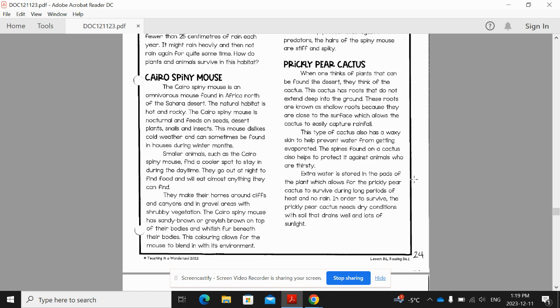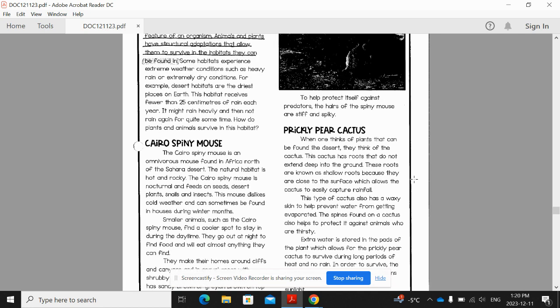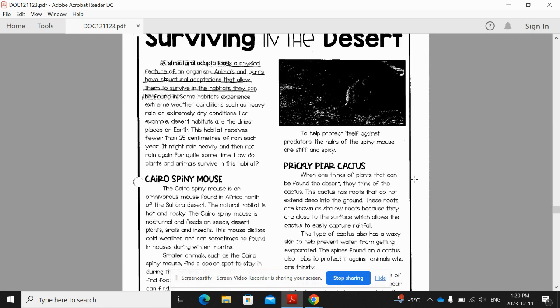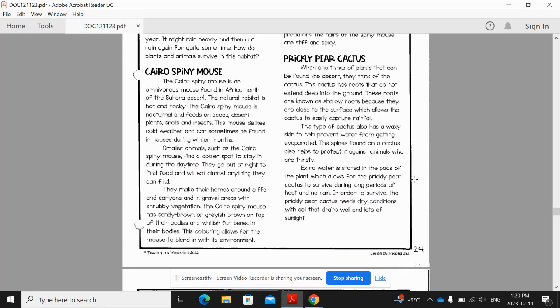Smaller animals, such as the Caro spiny mouse, find a cooler spot to stay in during the daytime. They go out at night to find food, and they will eat almost anything they can find. They make their homes around cliffs and canyons and in gravel areas with shrubby vegetation. The Caro spiny mouse has sandy brown or grayish brown fur on top of its body and whitish fur beneath its body. This coloring allows the mouse to blend in with its environment. To help protect itself against predators, the hairs of the spiny mouse are stiff and spiky.